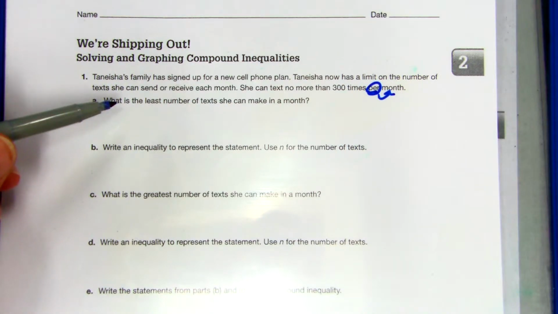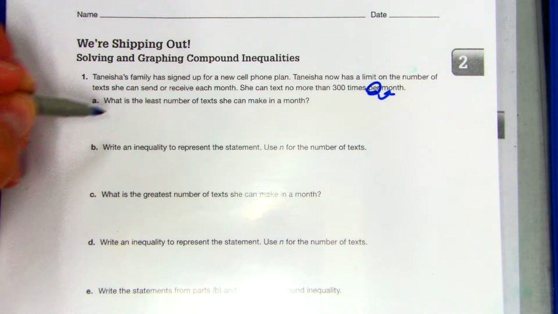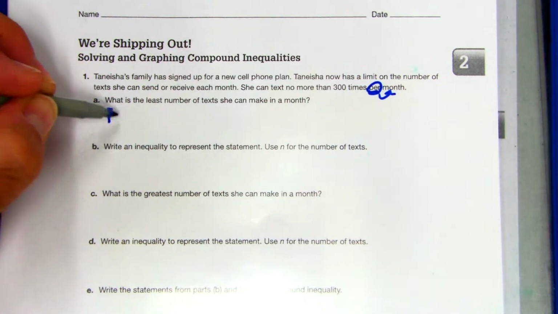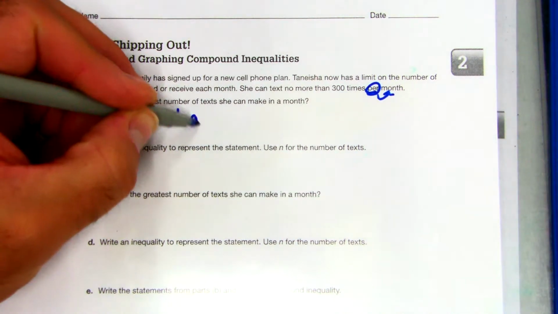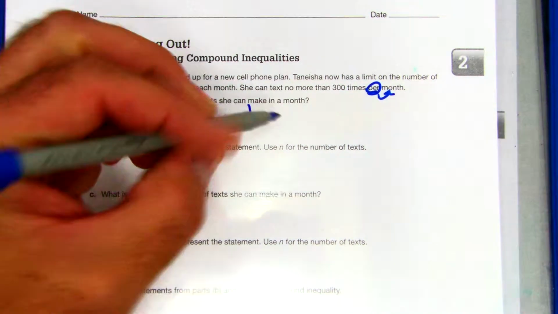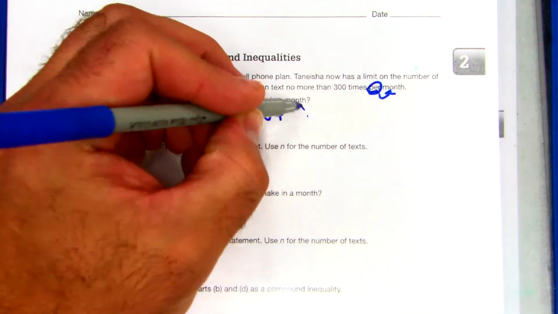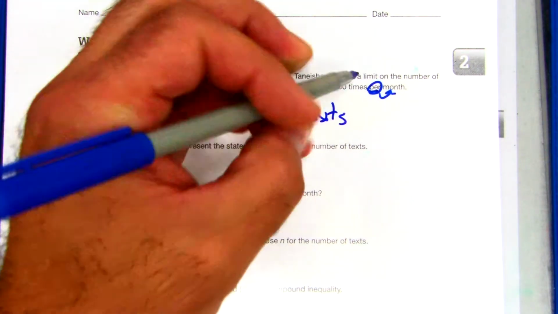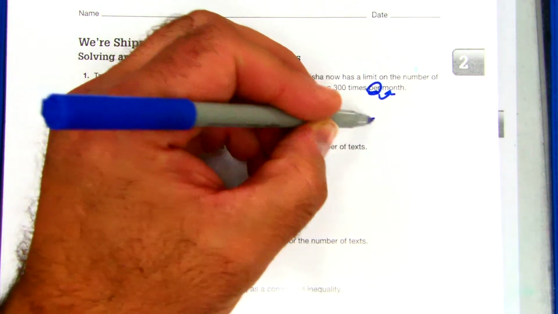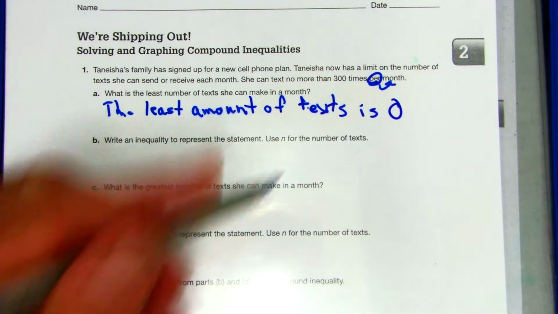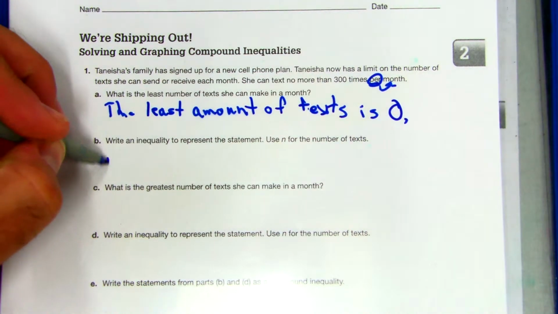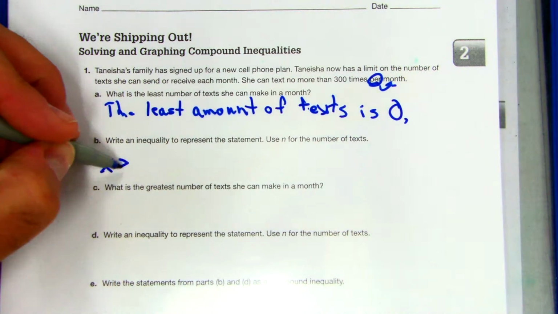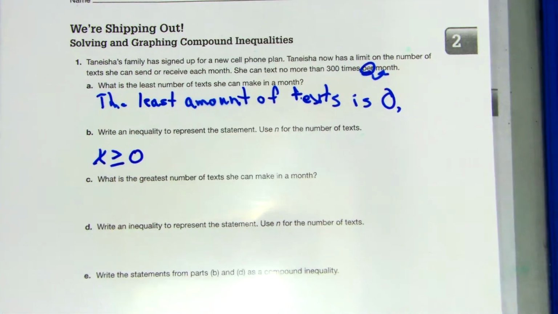Okay. And the least amount of texts she can make is 0, so you would write that. Remember, our answers have to be in complete sentences. Then it says, write an inequality to represent the statement. So that means x would stand for the number of texts, and x has to be greater than or equal to 0. Okay, because that's the least that she can make.